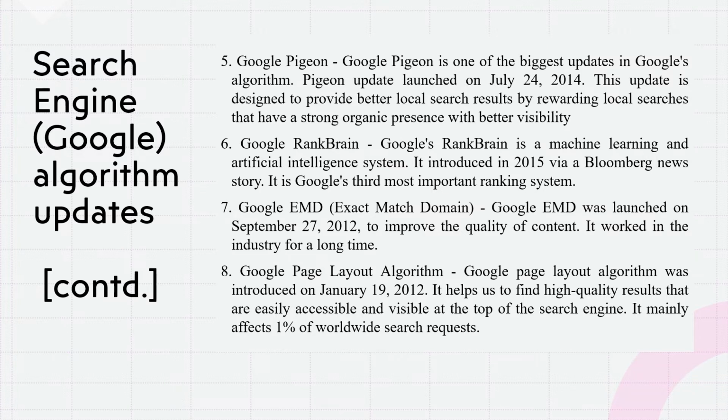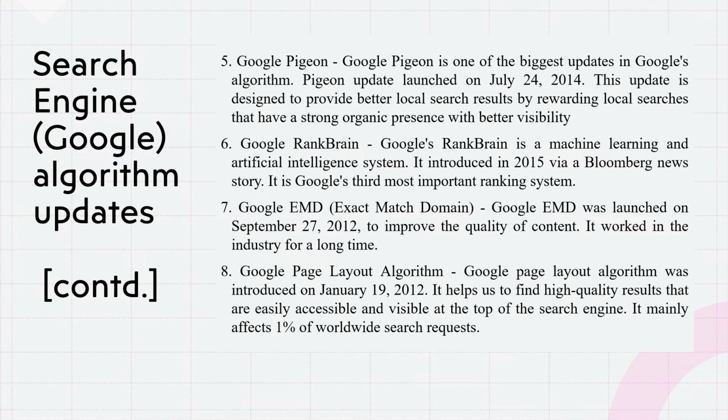Google RankBrain. Google's RankBrain is a machine learning and artificial intelligence system. It was introduced in 2015 via a Bloomberg News story. It is Google's third most important ranking system. It has the ability to sort content based on accuracy and determine the most relevant results based on the search query entered by the end users. Google EMD, which is Exact Match Domain.